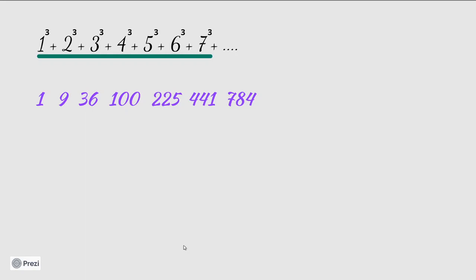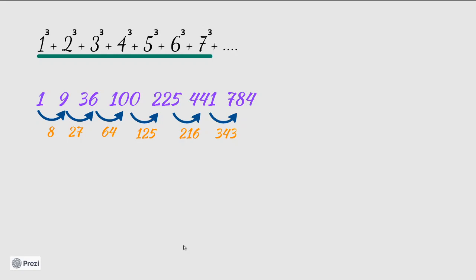Of each of the consecutive terms. So 9 minus 1 is 8, 36 minus 9 is 27, 100 minus 36 is 64, 225 minus 100 is 125, 441 minus 225 is 216, 784 minus 441 is 343. The numbers are not the same, so we need to go one step down.